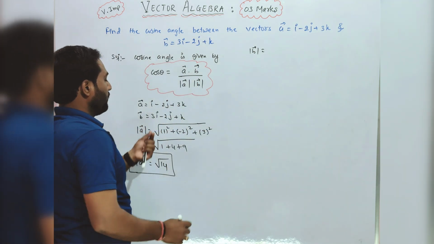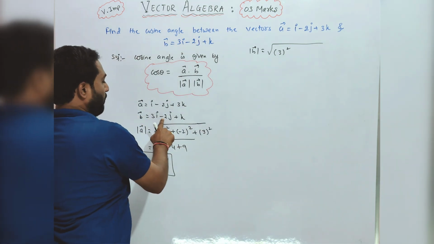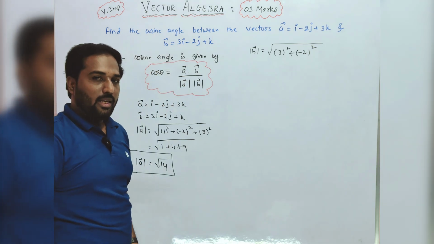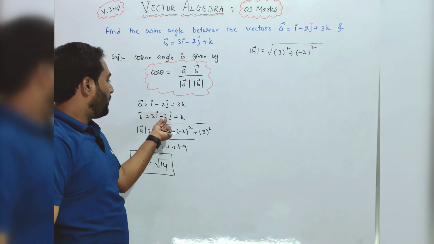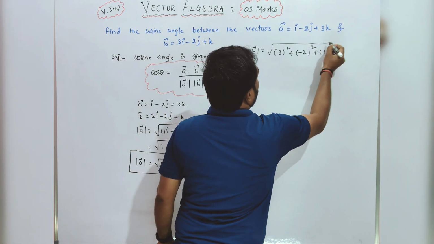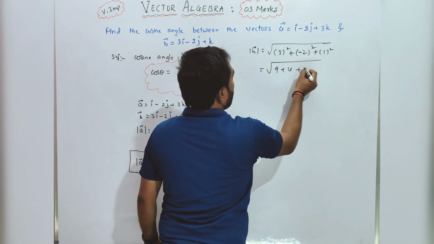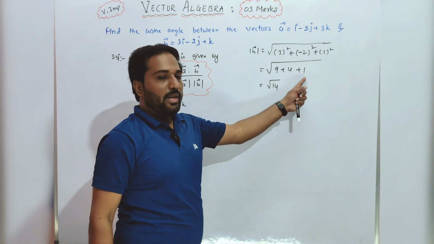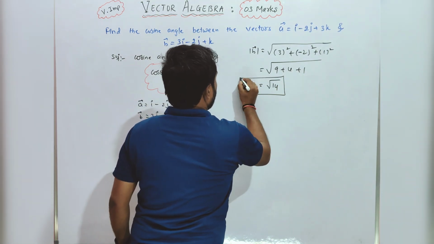So here it is b. What is it? 3 square minus 2 square plus 1 square. It is compulsory to write a plus sign in between. So i square, j square, k square, in between plus sign compulsory. So i is 3, j is minus 2 and k is 1. So what are the values of these? 3 square is 9, minus 2 square is again plus 4, plus 1. So again 9 plus 1 is 10, plus 4 is 14. Again the modulus of b, we obtained it as root 14.